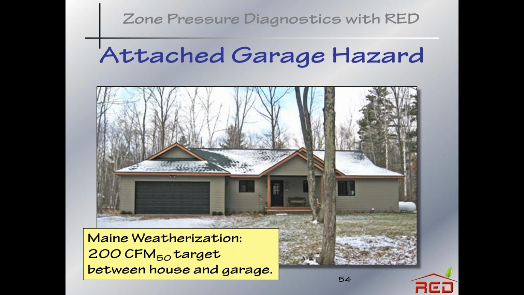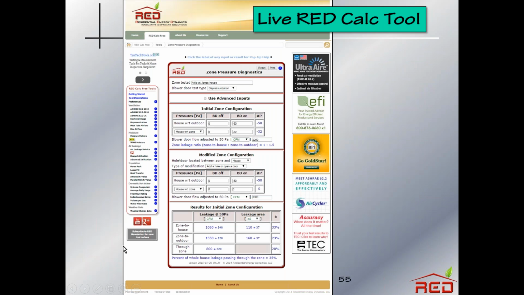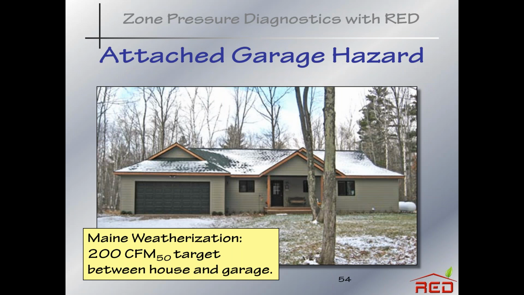This is what is done in Maine. This is quite a bit higher. For Maine low-income weatherization, the target between the house and the attached garage is 200 CFM50, or approximately 20 square inches. So that's quite a bit. That's a magnitude of 4 looser than the Wisconsin one, but it's a target and it's a good thing to try to shoot for. You should try to do the best that you can with these targets.